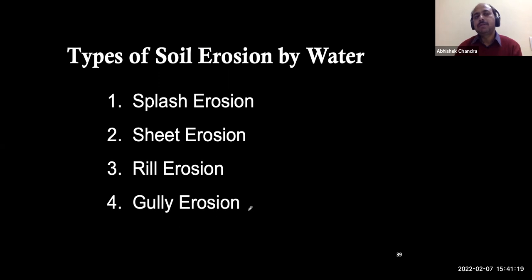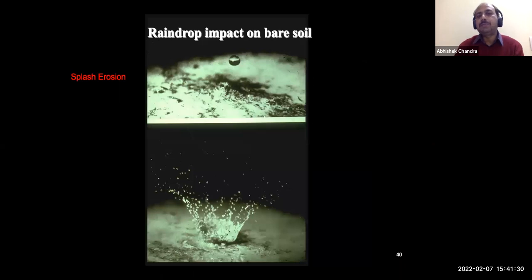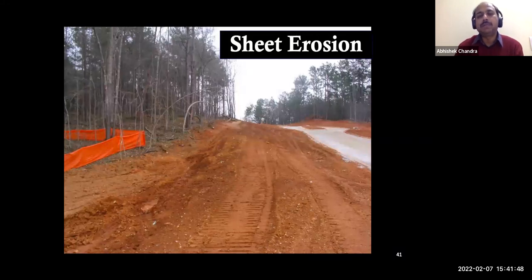Soil erosion by water has four types: splash, sheet, rill, and gully erosion. Splash erosion happens with one drop of water. When one drop of water comes onto the ground, it detaches a small tiny amount, which goes to a nearby area. When a flood comes, the entire surface goes, and the thickness is reduced uniformly. For example, in this notebook, when we turn and remove pages one by one, the thickness is reduced uniformly from all sides. When this happens in nature, it is called sheet erosion.